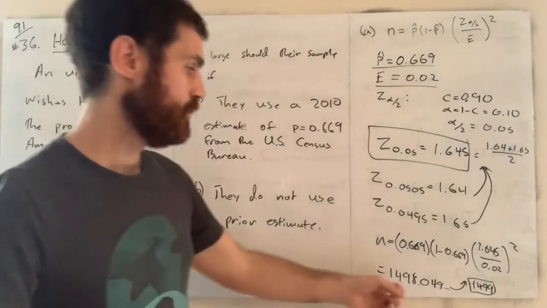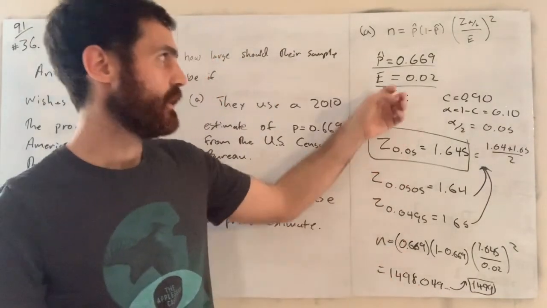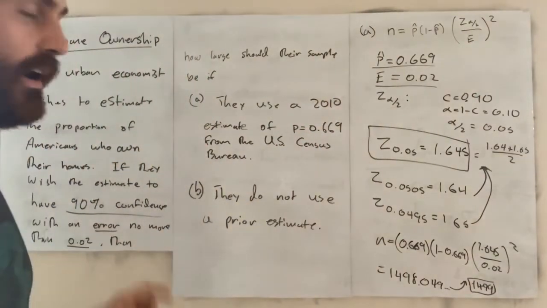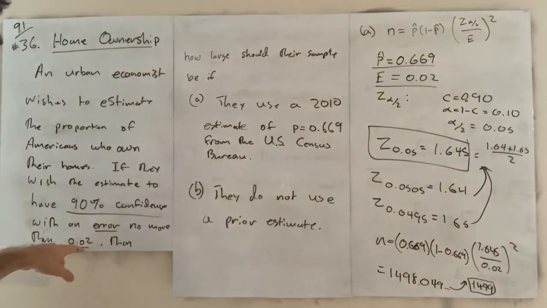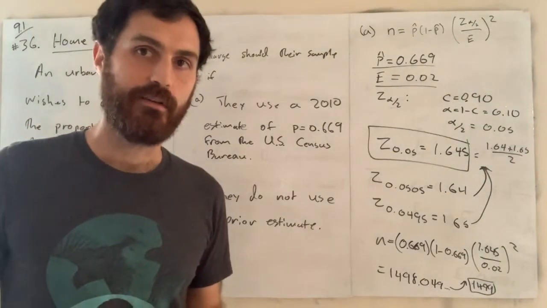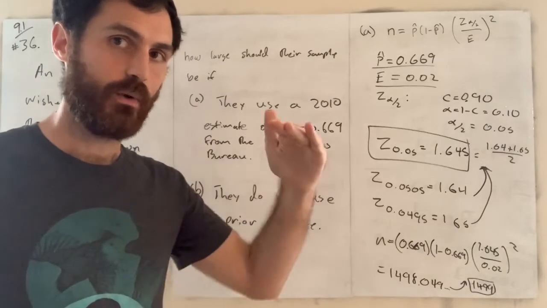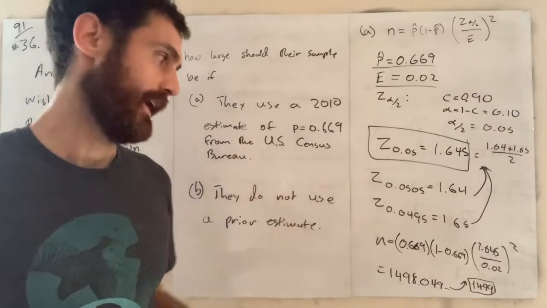Why do you round up? Because you can't use a fraction of a person, and as long as you're making this n larger, you're going to stay within that error. So maybe your error isn't going to be quite 0.02, but if you increase your n, if you just make it bigger, it's always going to lower that error. So it's always going to stay within that error.